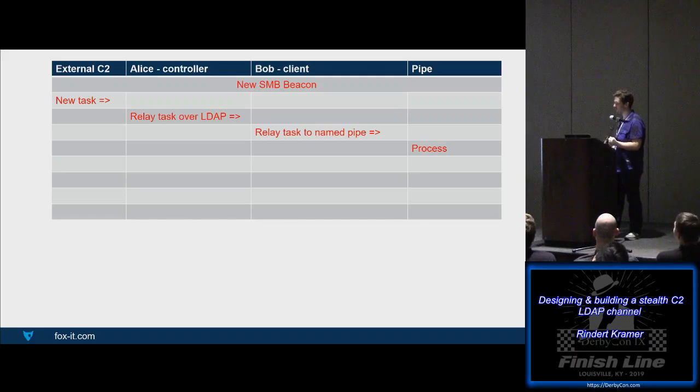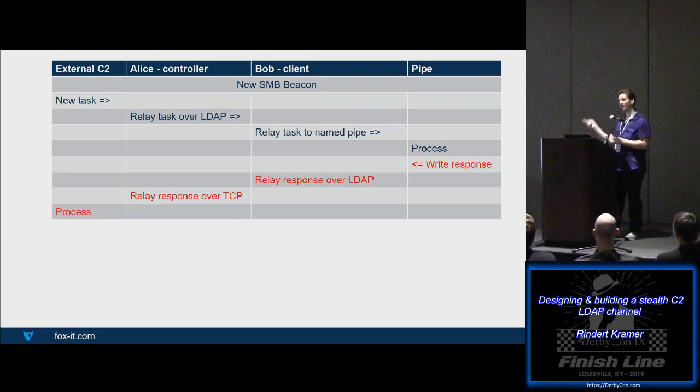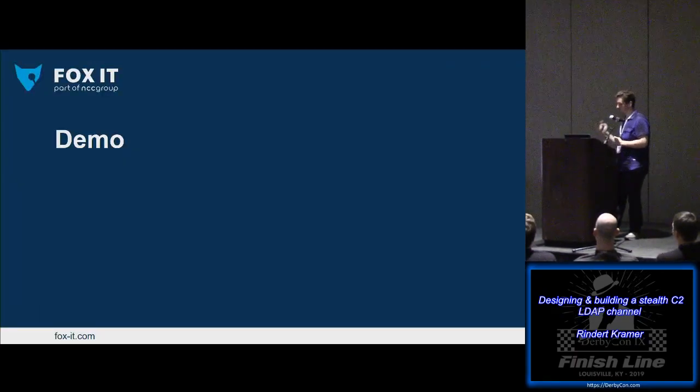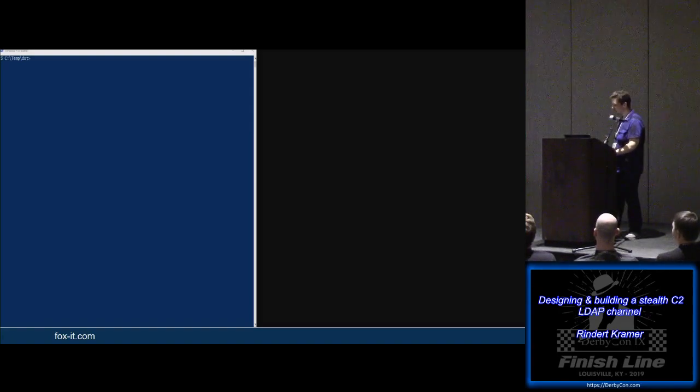And the pipe server will basically process the task and write the response back on the named pipe. Bob will read the named pipe and write back over LDAP to Alice. Yeah, and that's basically it. And the process will continue until the connection drops, the computer restarts, stuff like that. So, the demo, how that works.